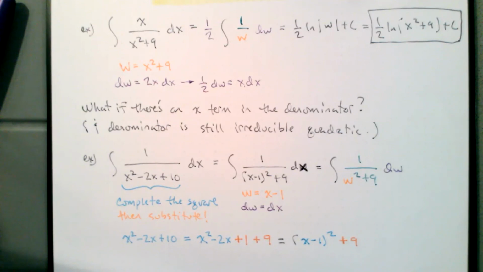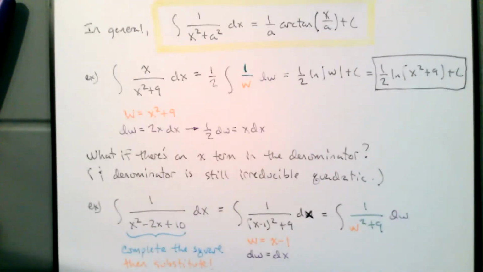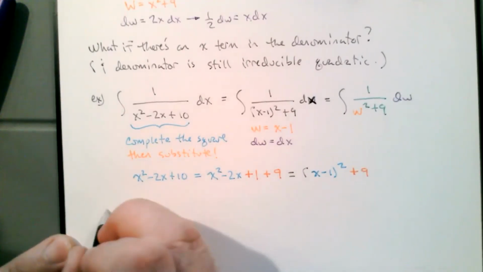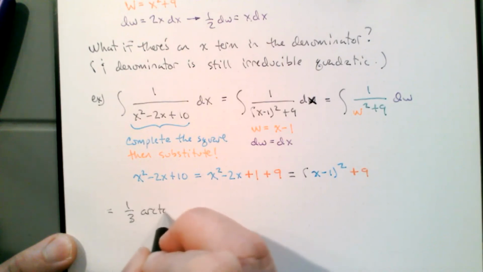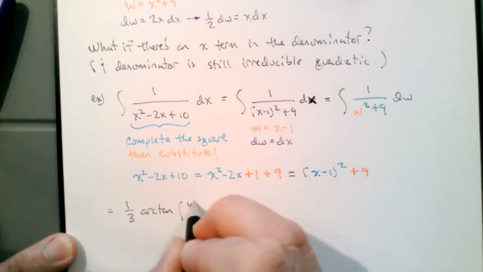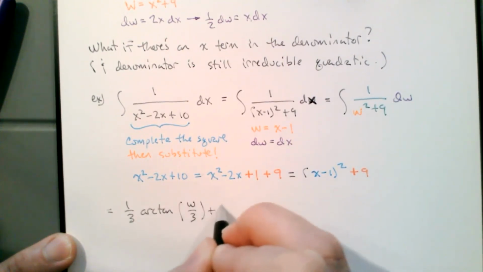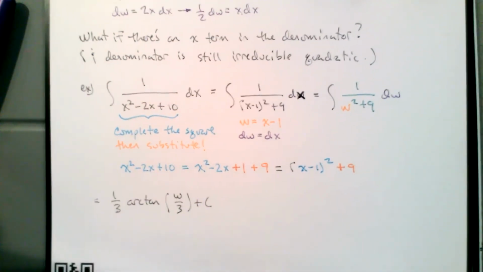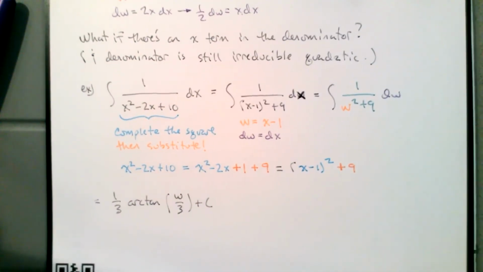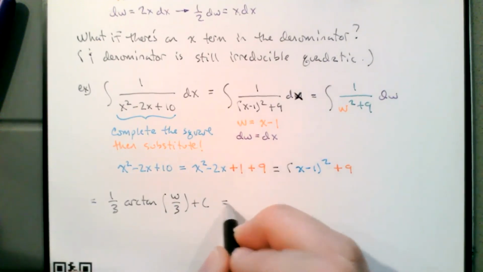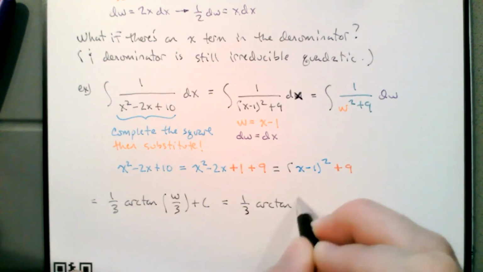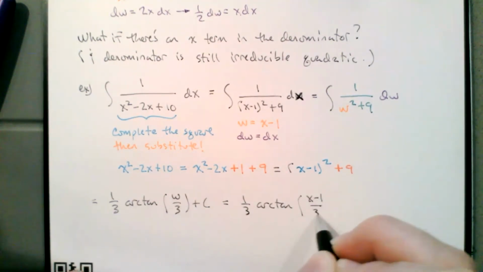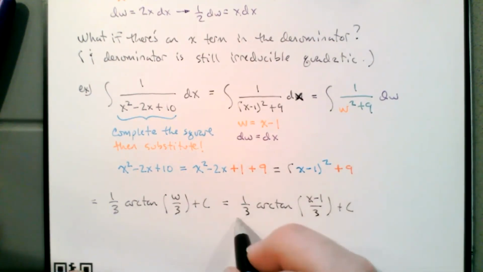The integral of 1 over w squared plus 9, I could use my new general arctangent version of things. And so this is going to be 1/3 arctangent of w over 3 plus c. Then all I have to do is replace my w with my expression in x. So 1/3 arctangent of x minus 1 over 3 plus c.